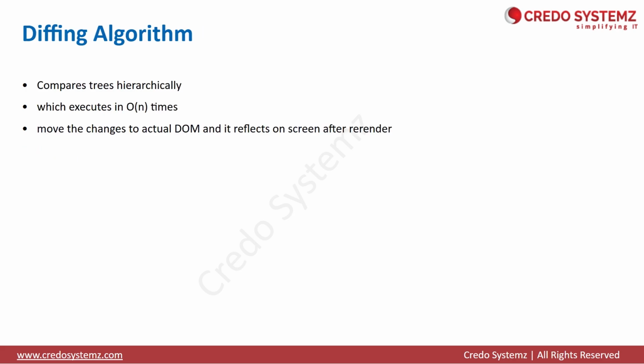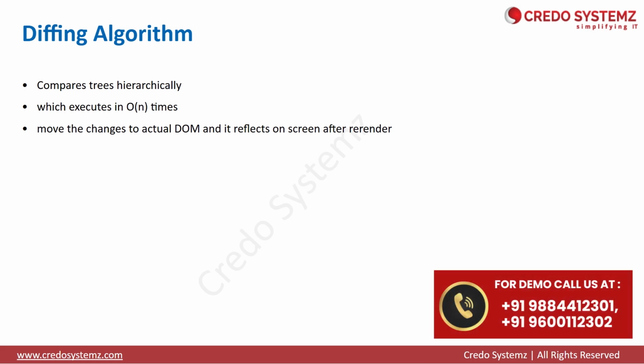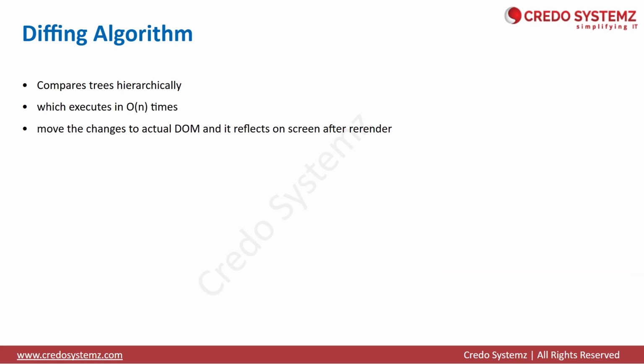Next, what is the diffing algorithm? Why do we need it? React uses the diffing algorithm to compare the actual DOM with the virtual DOM. So how does this diffing algorithm work? We compare the tree hierarchically. You can think of it as line by line. So if I have 1000 lines or 1000 branches in the tree, the entire process takes approximately big O of n time. So that's what I mentioned here.